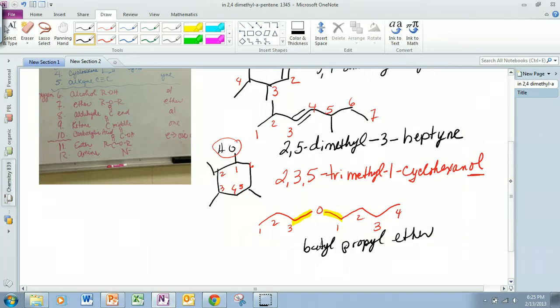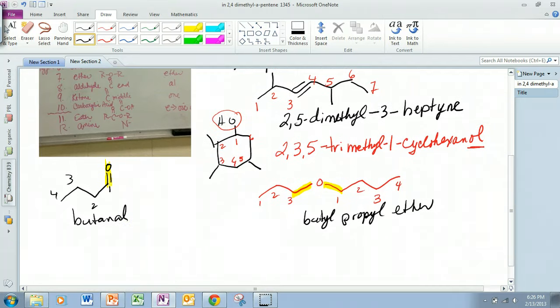Let's go on to the next group, which is aldehyde. Aldehyde, we have an oxygen carbon double bond at the end, so we have to number from here, and we have 4 carbons long, so that would be butane, except with this functional group we have to make it into an aldehyde, and so this would be butanal, and you don't need a number because it has to be at carbon 1.